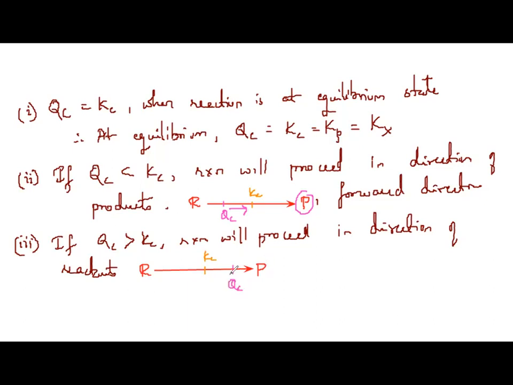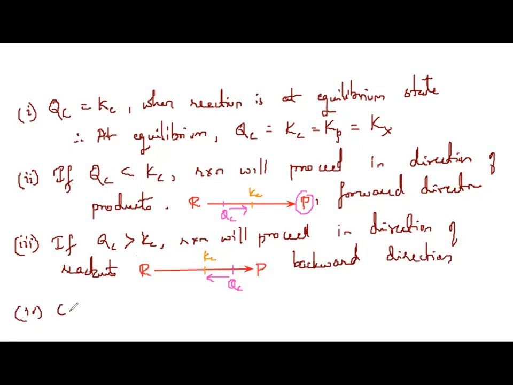So the reaction has to proceed. How should it proceed to reach Kc? To attain equilibrium, it should proceed in this direction. And what is this direction? This is nothing but the backward direction. That means the reaction is proceeding towards reactants.